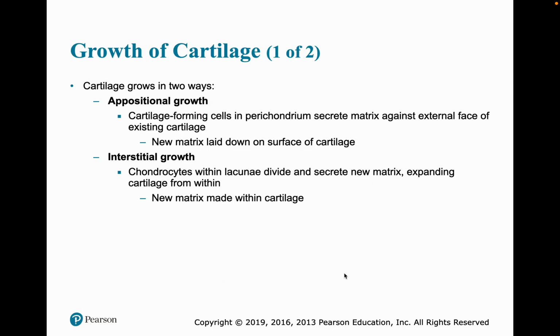Cartilage grows in two ways: appositional and interstitial. In appositional growth, the cartilage-forming cells in the perichondrium secrete matrix against the external face of the existing cartilage, and then new matrix would be laid down on the surface of the cartilage. Interstitially, the chondrocytes within the lacunae will divide and secrete new matrix, and that will expand the cartilage from within. New matrix being made within the cartilage itself, so on the surface and within the cartilage structure itself.